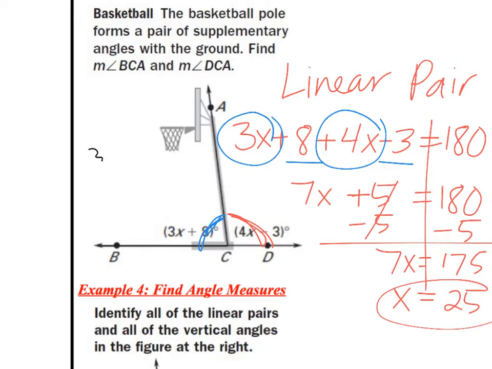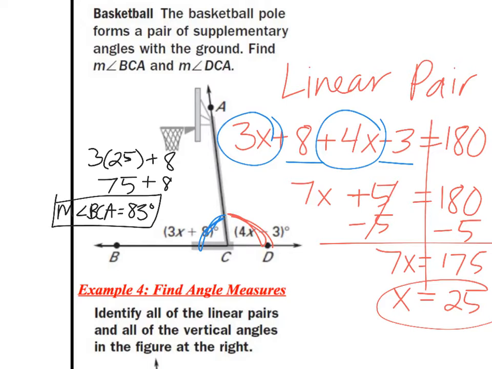So 3 times 25 plus 8, that'd be 75 plus 8, 83 degrees. So the measure of angle BCA is equal to 83 degrees. Yeah, 97 degrees.